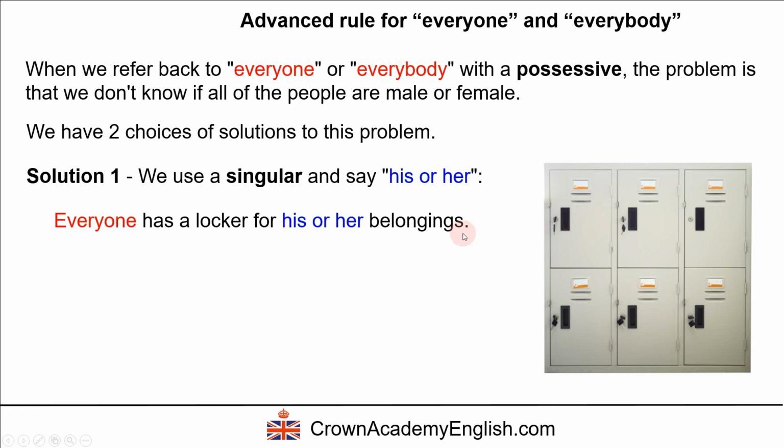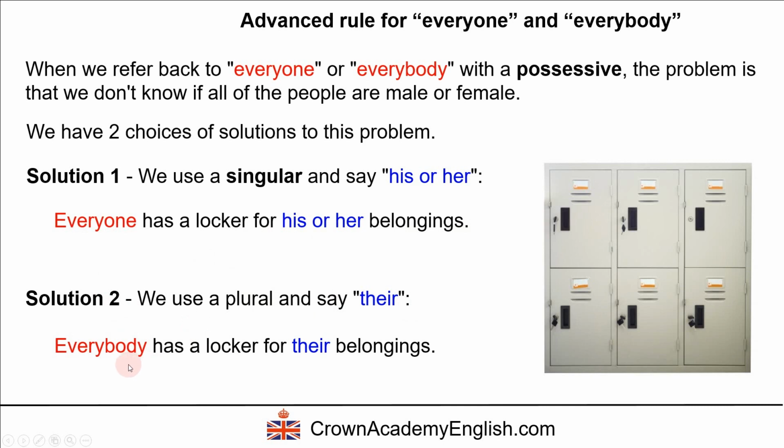belongings. And solution two, to overcome the problem, is to use a plural and say their. This makes it easier to say because we're only using one word. So here we say everybody has a locker for their belongings. It's easier to say because it's one word, and it's more neutral as well. It's a neutral word, so everybody understands that in this word there will be male and female. So it's a much simpler solution.